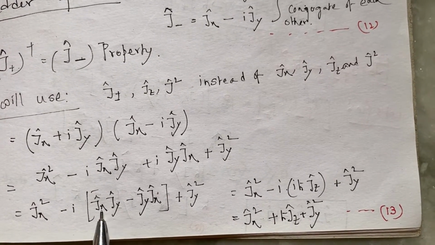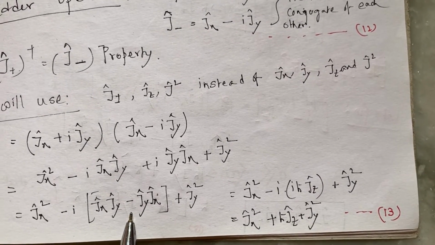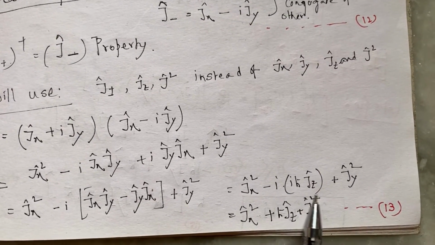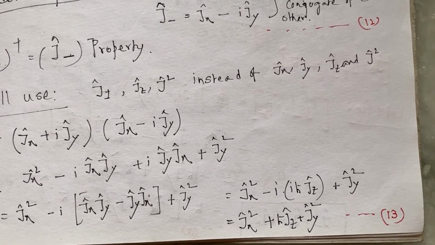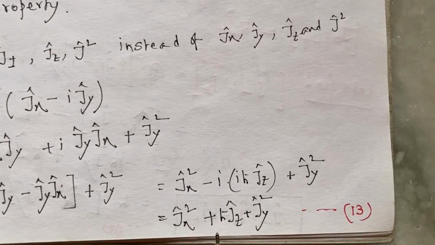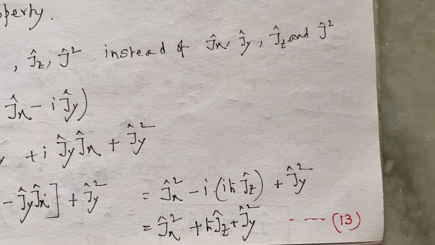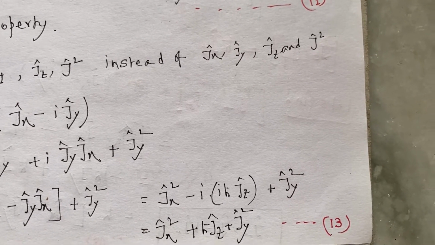This is the commutation relation between Jx and Jy, which is nothing but iħ Jz. I have proved this already. So J plus J minus, the value of this is given by equation 13, which is Jx square plus Jy square plus ħ Jz.